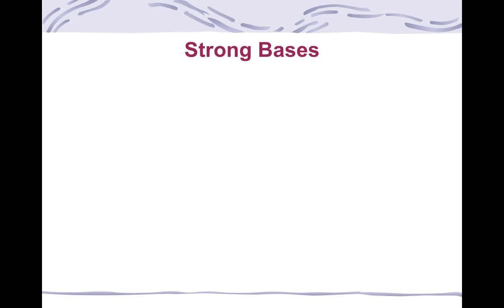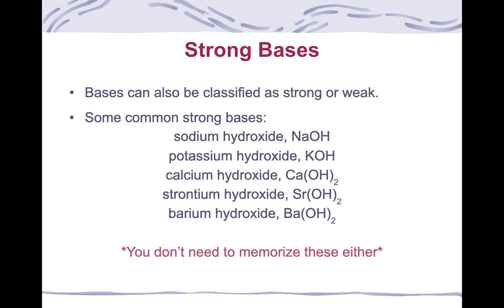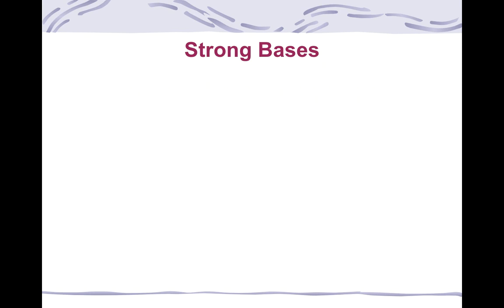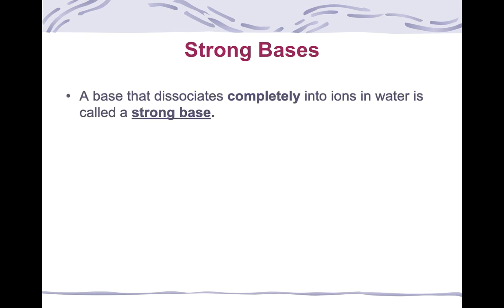Bases can be categorized the same way. Here are some of the common strong bases. Again, you don't need to memorize those: sodium hydroxide, potassium hydroxide, calcium hydroxide, strontium hydroxide, barium hydroxide. It's really that hydroxide that makes them strong bases. And just like a strong acid, a strong base is one that dissociates completely into ions in water.